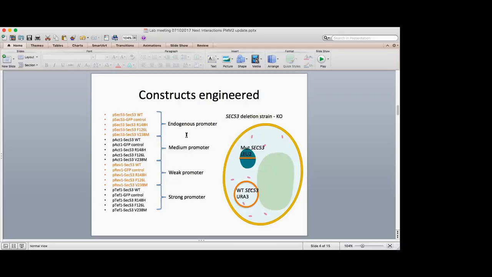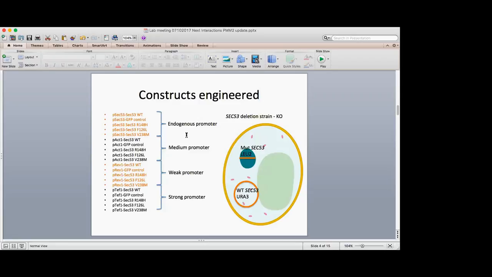That's the normal copy. And here I'm referring to Sec53, so this is all using the yeast language of describing the PMM2 gene. So we essentially have two controls, a wild type Sec53, and then just an empty plasmid, just GFP. So there should be no rescue from that plasmid at all. And then we've got the 3 different point mutants.